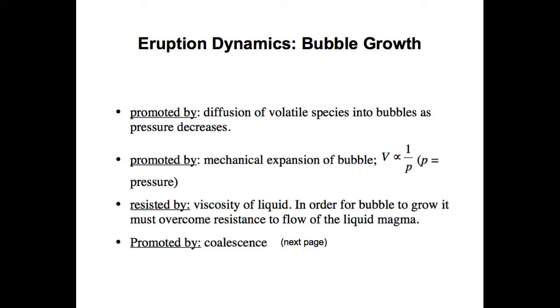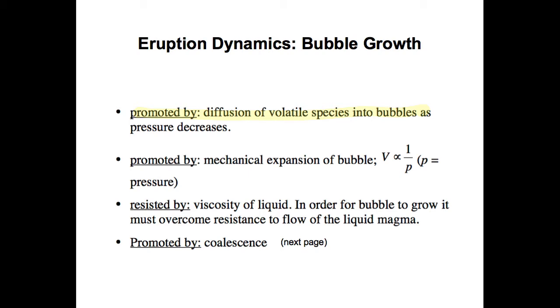which act to either make the bubbles grow, to increase in size, or resist the bubbles expanding. The processes that promote the growth of the bubbles, the first, is the diffusion of the volatile species into the bubble. So once a bubble forms, water molecules that are dissolved in the melt are going to diffuse towards the bubble wall and then enter the bubble, because that's where they're thermodynamically favored. So as more water or CO2 diffuses into the bubbles, that will make them bigger.